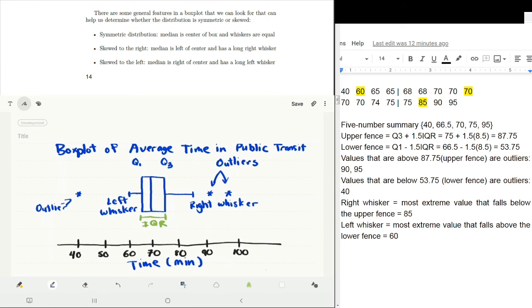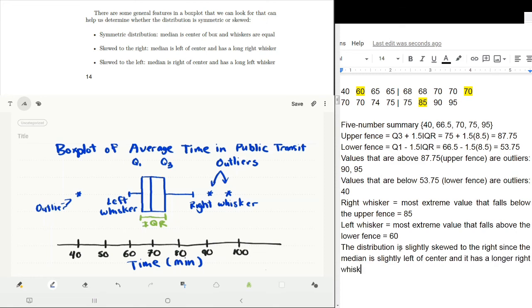So if we look at our box plot that we drew here, what we see is that the median is to the left of center and it has a longer right whisker. And so this tells us that the distribution is slightly skewed to the right, since the median is slightly left of center and it has a longer right whisker.